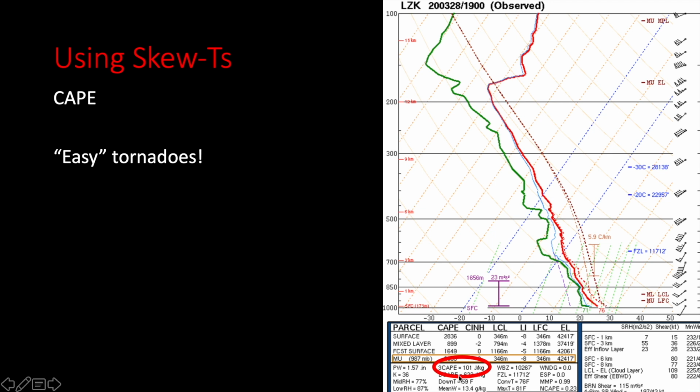I typically look for 3CAPE above 75 or 100 or so. And when you have really thick CAPE here in the low levels, this is very good for freak tornado incidents, almost regardless of what convective mode you have.